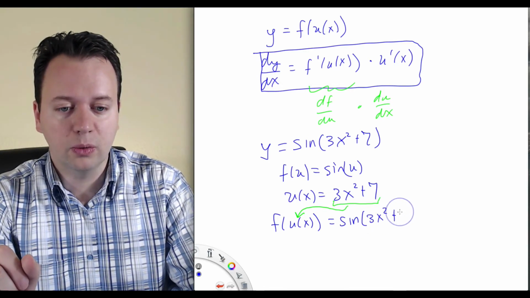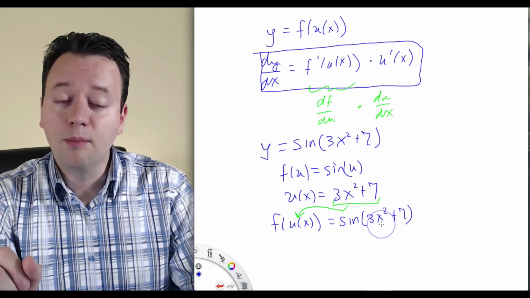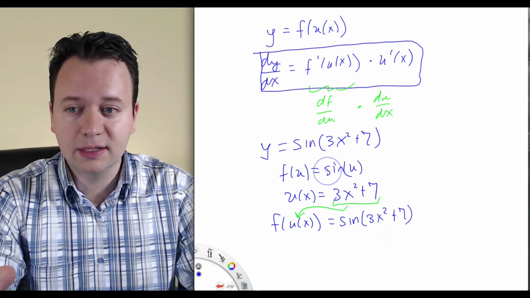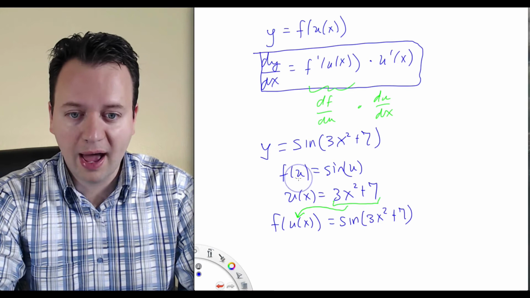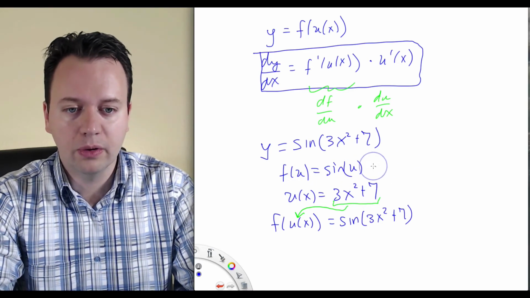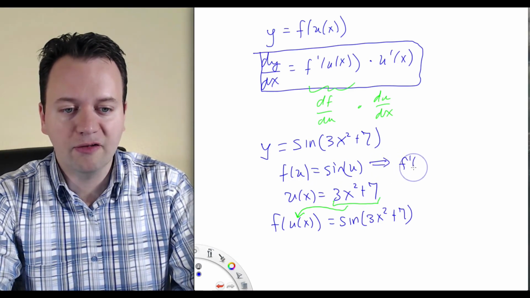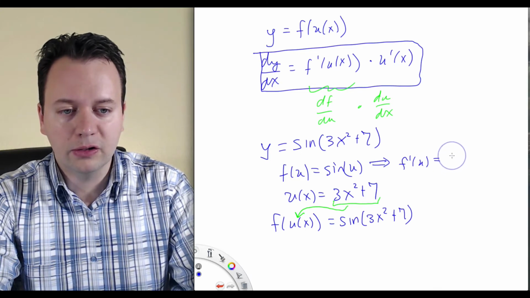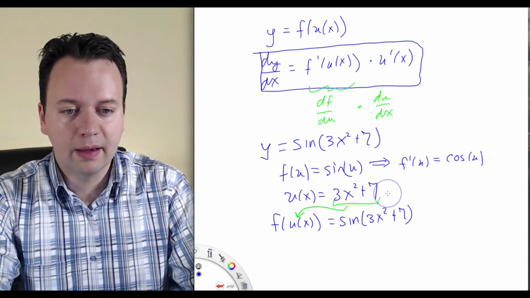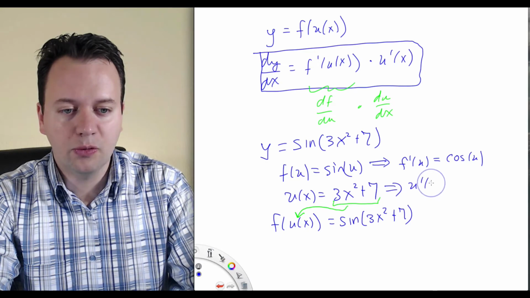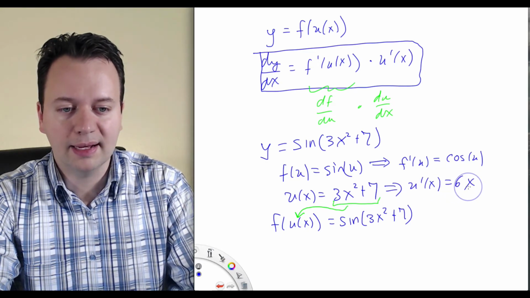So it's sine of 3x squared plus 7. But the function f itself is just sine of the input. So f of u is just equal to sine of u. So from this, we would say, well, f prime of u is going to be cosine of u. And then from u of x, we see that u prime of x is just equal to 6x.